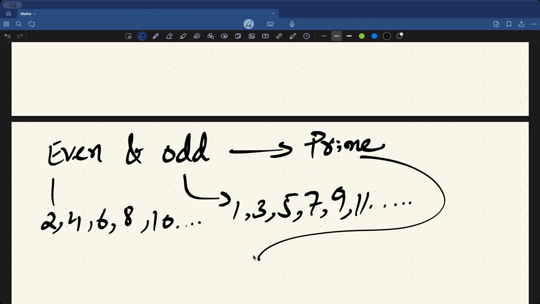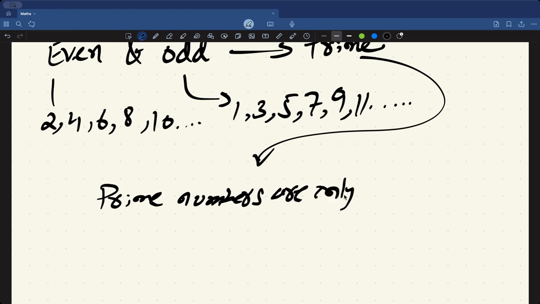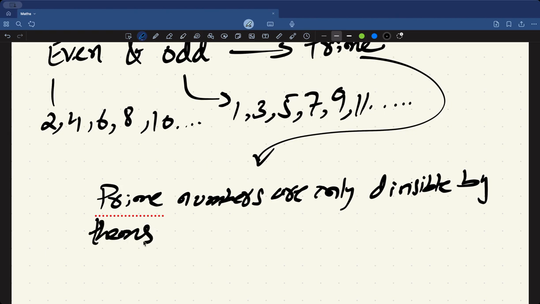Now when we talk about prime numbers, these numbers are only divisible by themselves and 1, right? That's the primary rule we need to understand. The prime numbers are, let's write it down, prime numbers are only divisible by themselves and by ones, right? Excuse my handwriting.